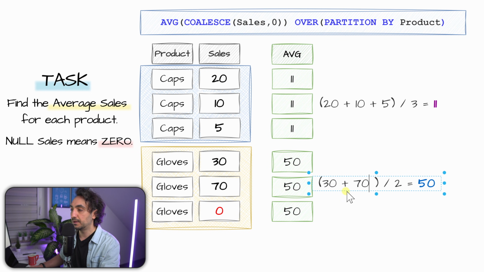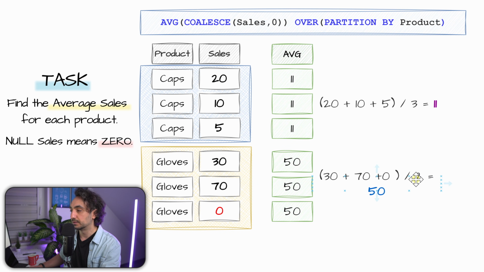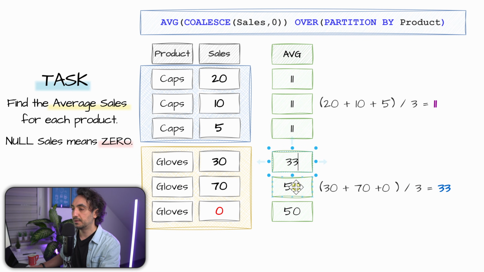So it's going to be 30 plus 70, but now plus 0, and now we have 3 rows. Instead of dividing by 2, it divides by 3, and the result is 33. So we're going to have in the output 33 for each row. With that, we are now fulfilling the expectation from the business. If we have a null, it's handled as 0 and the result is more accurate.